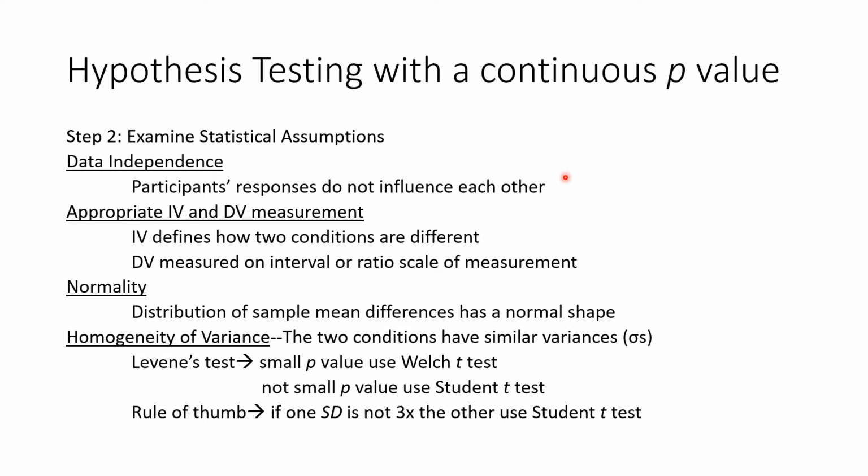The last one is something called the homogeneity of variance assumption, which simply means that the two conditions in the population have similar variances or similar standard deviations.